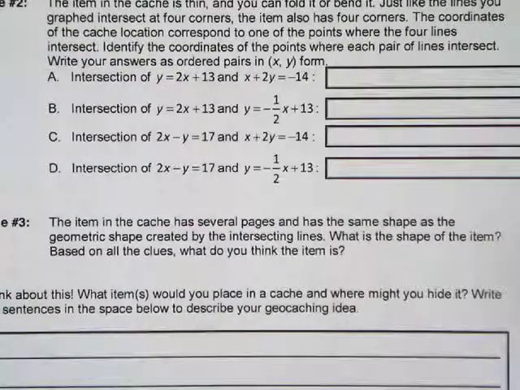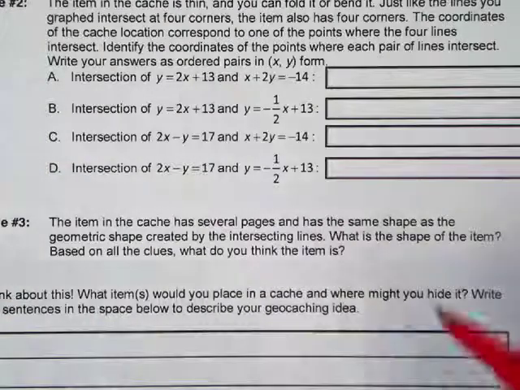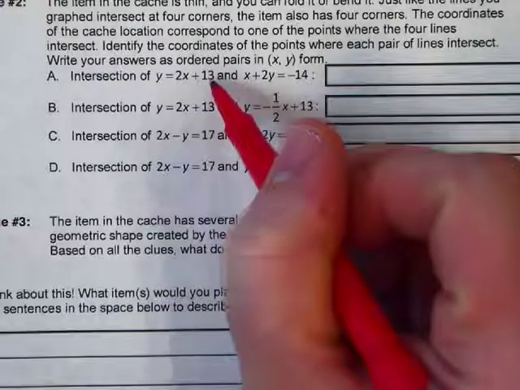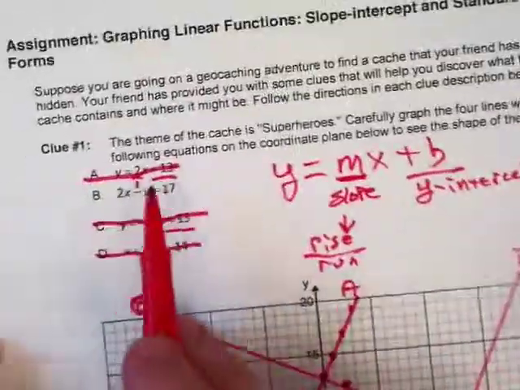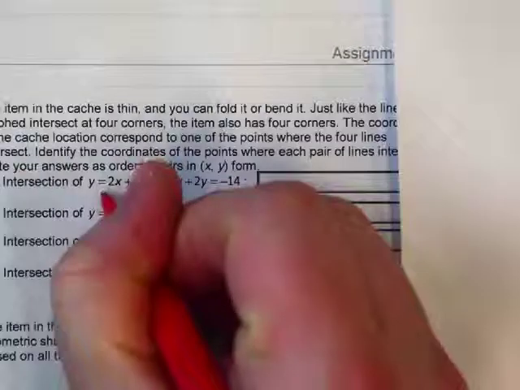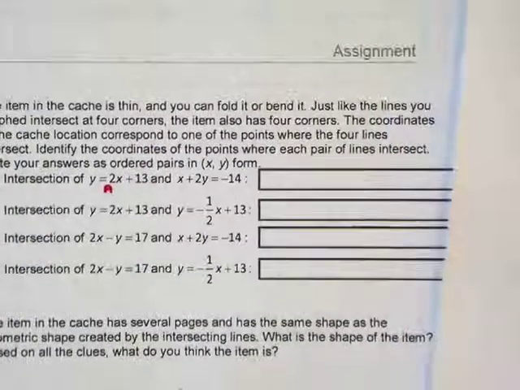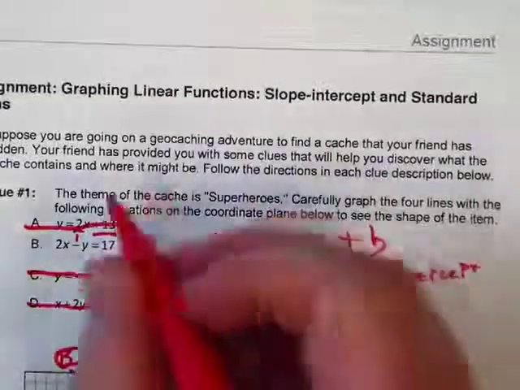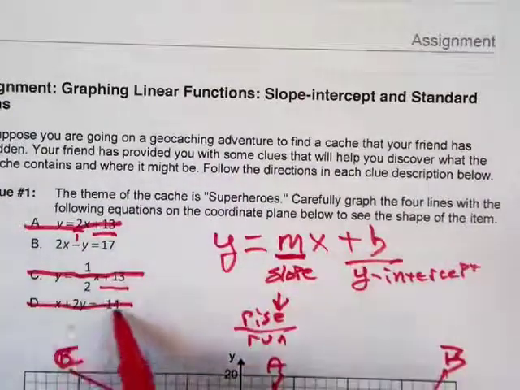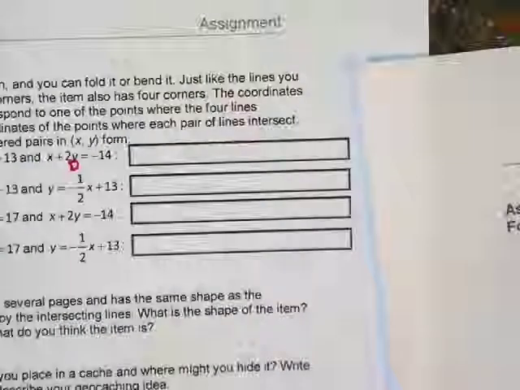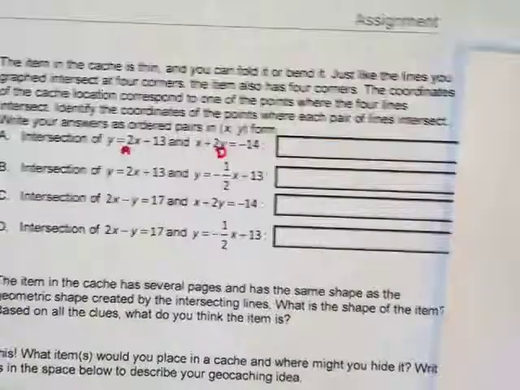So now we're going back to where we did, and we're looking for y equals 2x plus 13. Okay, and if we look, y equals 2x plus 13 is A. So I'm just going to write that with an A right there, just so I remember. And x plus 2y equals negative 14. X plus 2y equals negative 14. So that's D. So I want to know where A and D cross.